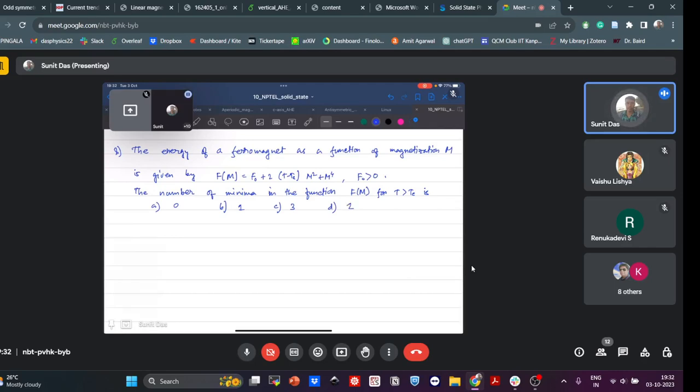The energy of a ferromagnet as a function of magnetization m is given by F of m equals F0 plus 2 times (T minus Tc) m squared plus m to the power 4, where F0 is greater than 0. We need to find the number of minima in the function F of m for T greater than Tc. The options are 0, 1, 2, or 3.